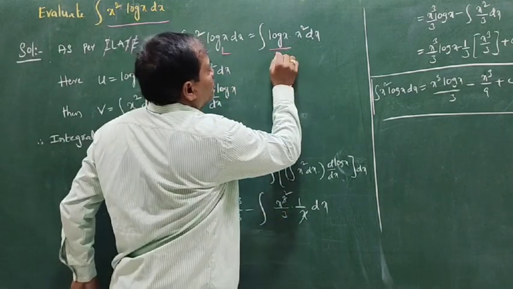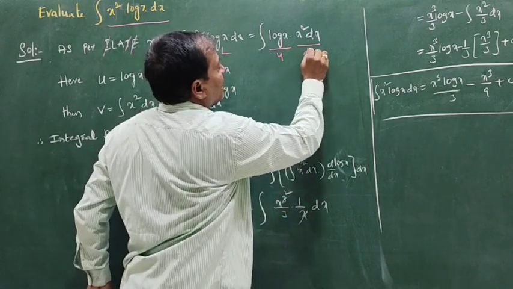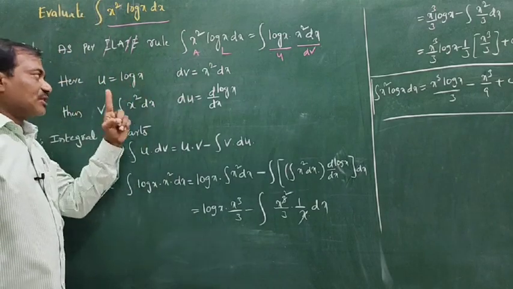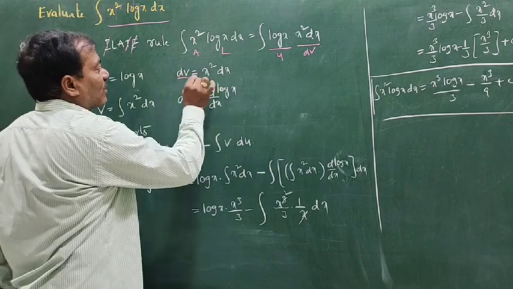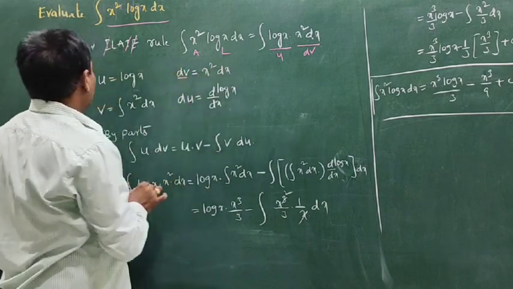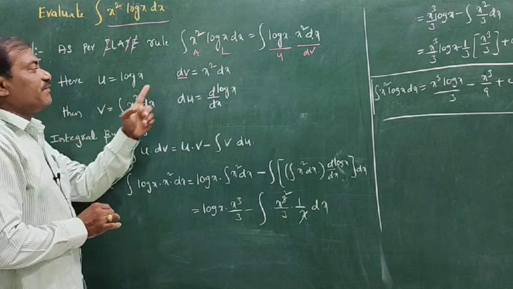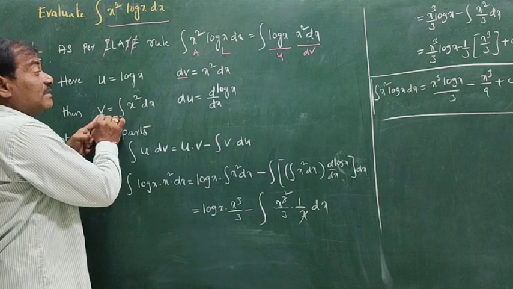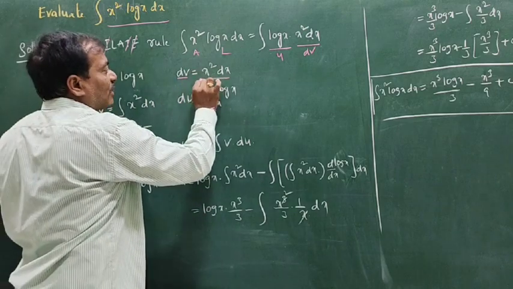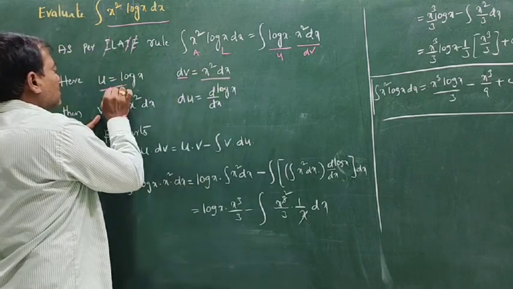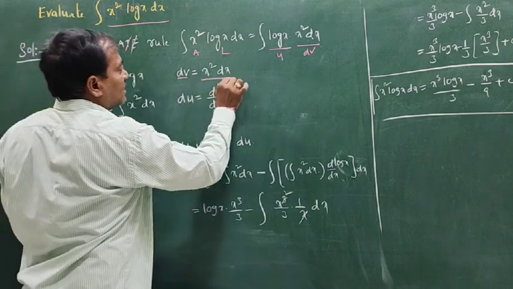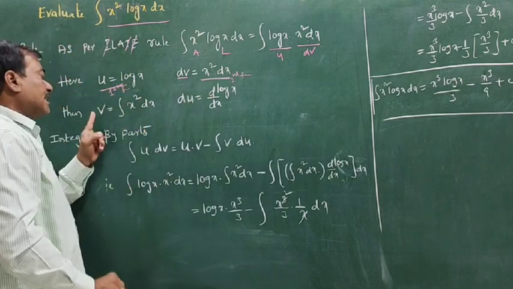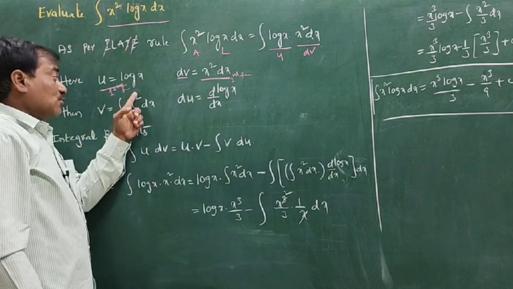Now we assume this is the first function, and this is the second function. What is the first function here? u equal to log x is the first function, and dv is the second function. What is dv? x square dx. Then we have to find v. So here dv equal to x square dx, and v means the integration of this second function, integral x square dx.